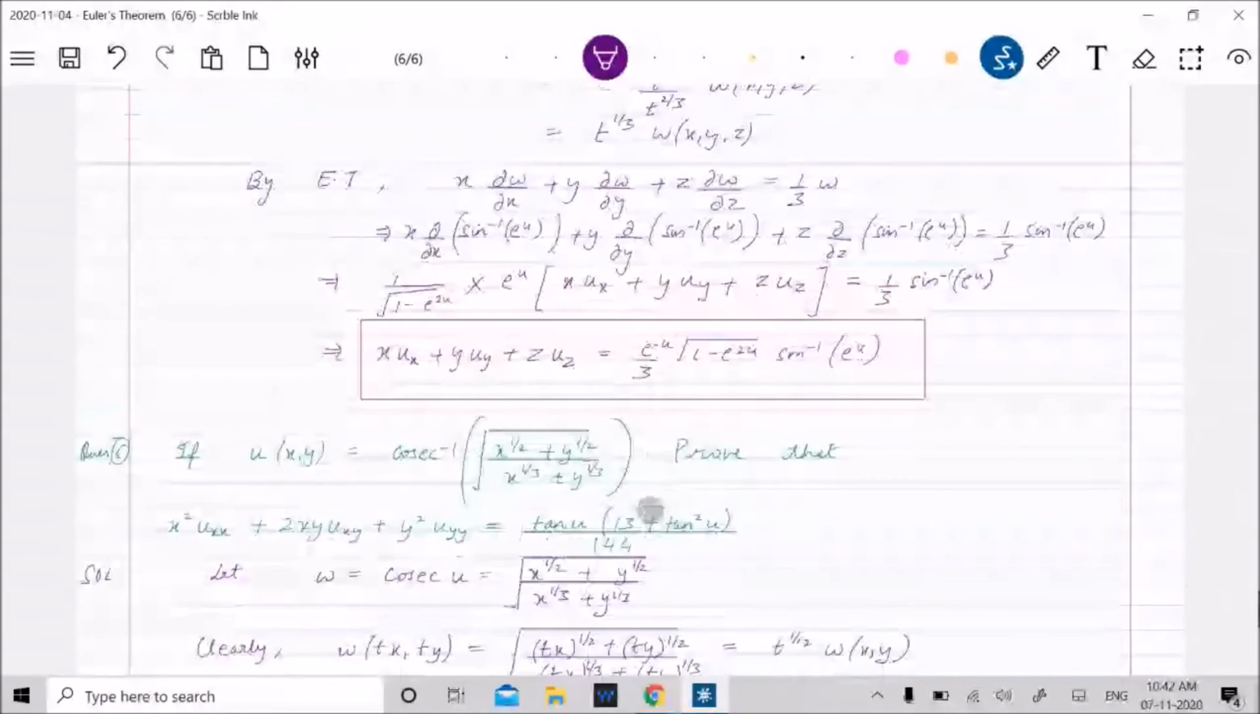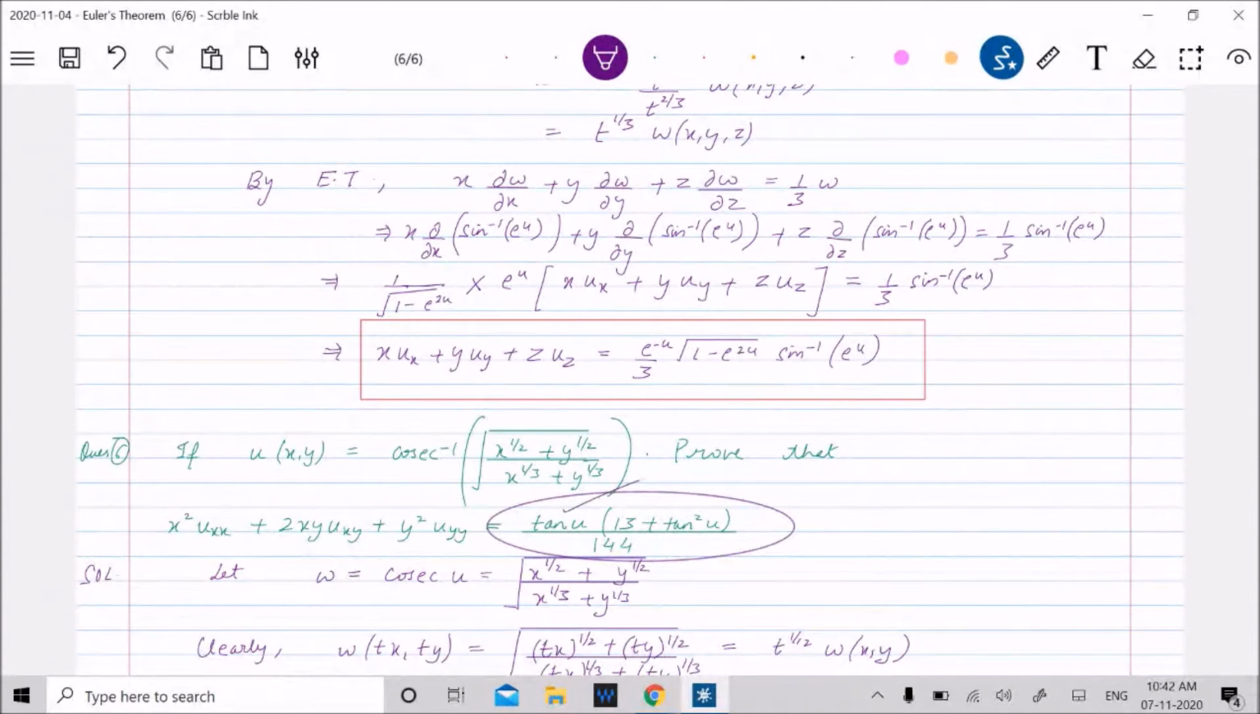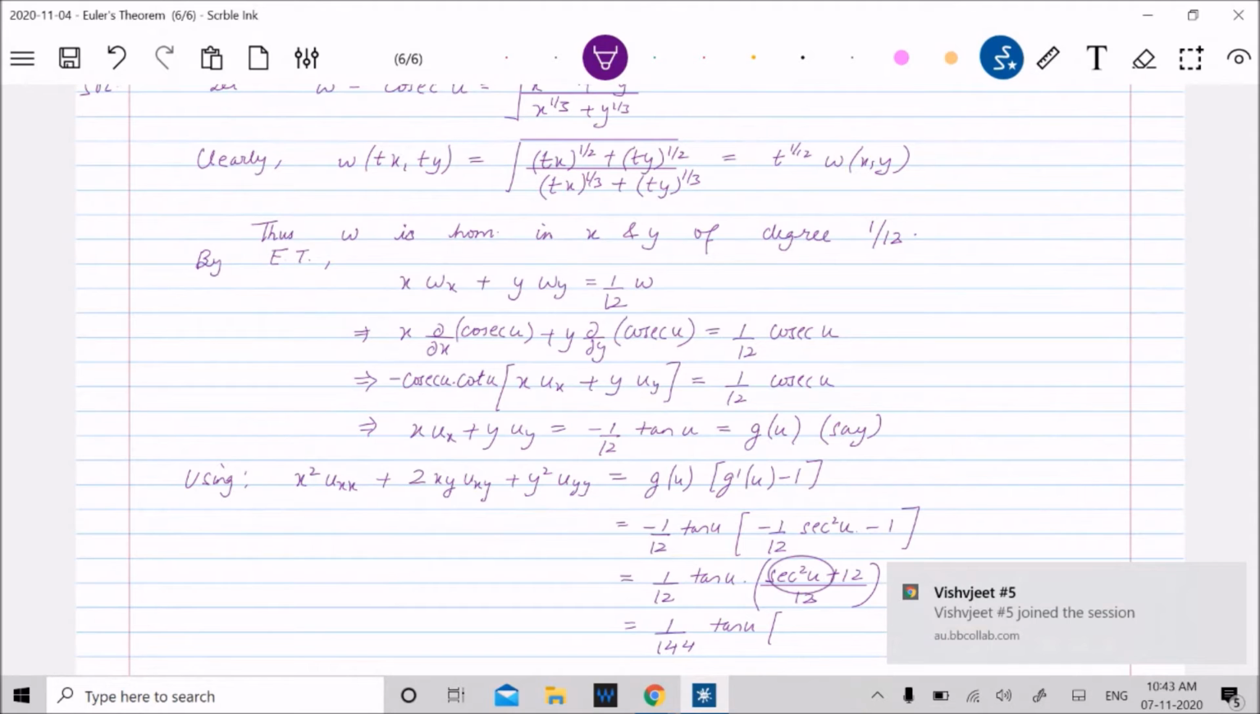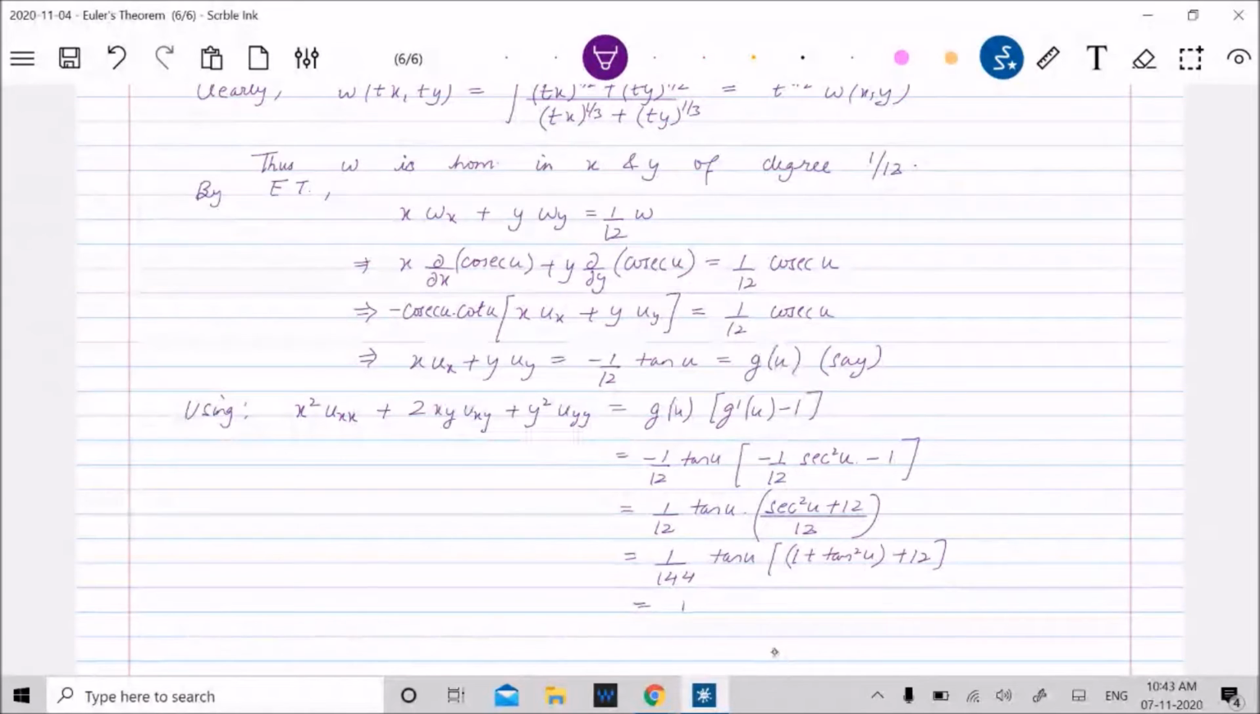You require 144 in the denominator, and everywhere you need tan in the numerator. So that's your target: convert everything into tan. 1 by 144 will be in the denominator, and this is tan u, and just replace this sec square u. Sec square u is nothing but 1 plus tan square u, minus 12, and that gives you the required result, tan u times (13 plus tan square u).